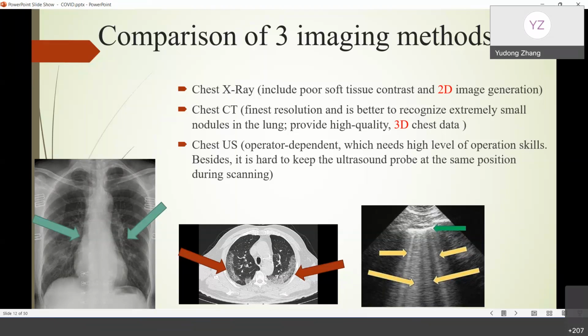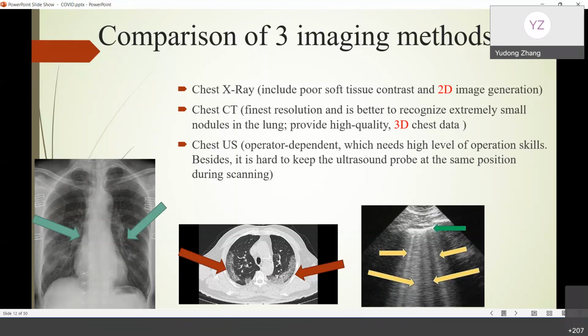And the bottom middle shows the chest CT. The chest CT can provide the finest resolution, and it is better at recognizing extremely small nodules. It provides high quality, three-dimensional chest data, because the CT is a three-dimensional imaging method.